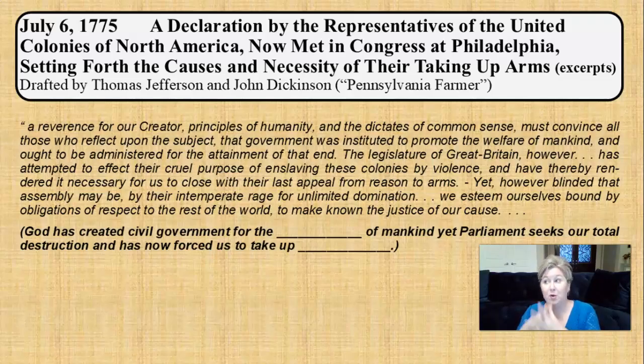A reverence for our Creator, principles of humanity, and the dictates of common sense have to convince all who reflect on the subject that government was instituted to promote the welfare of mankind. Guys, government was instituted for the good of man. Man was not created for the state. Government is to serve man. It ought to be administered for the attainment of that end. But the legislature of Great Britain has violated that, is what the rest of this really says. So the point is, God has created civil government for the good of mankind, but Parliament seeks our total destruction, and they've now forced us to take up arms.